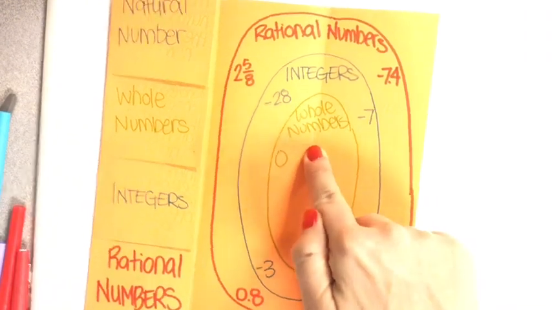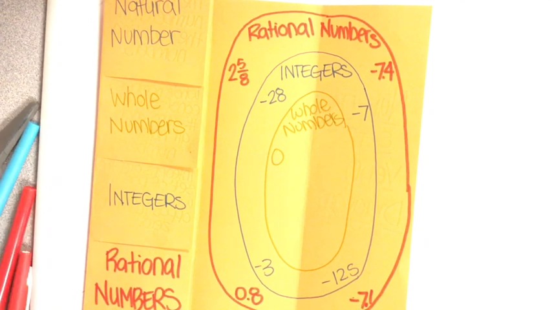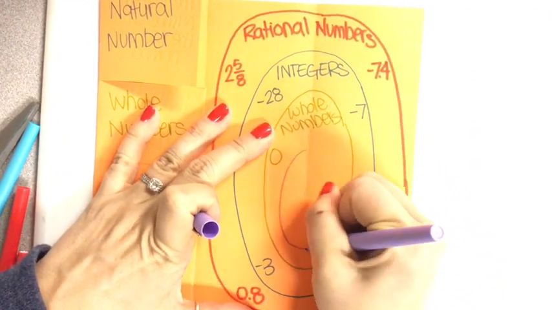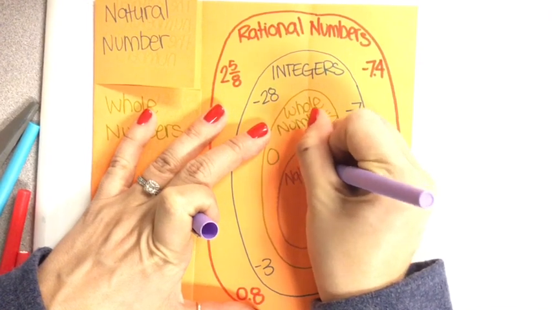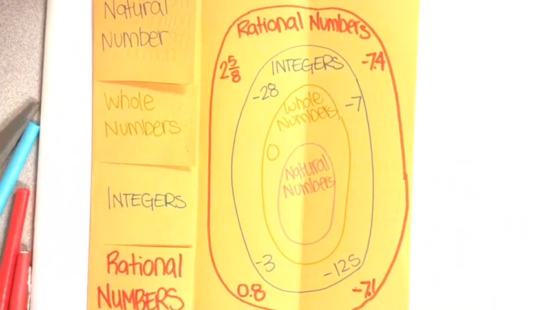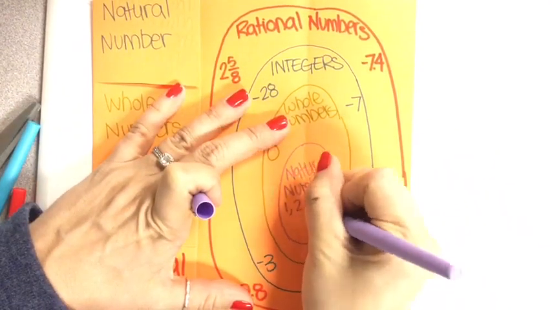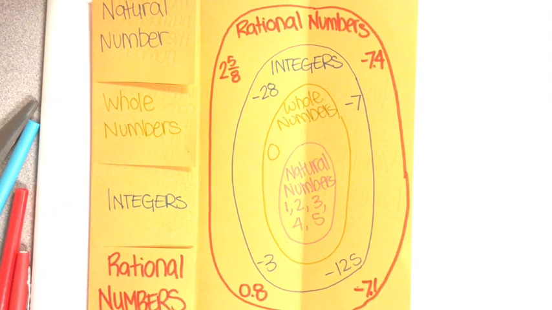And then let's finish this off with our natural numbers. Where's my natural number color? I don't know. So I'm going to do my last bubble here. Natural numbers. Remember, these are just your counting numbers. So 1, 2, 3, 4, 5. And then that goes on forever. If I kept counting, I would come up with 172 and then 563. These are all natural numbers.